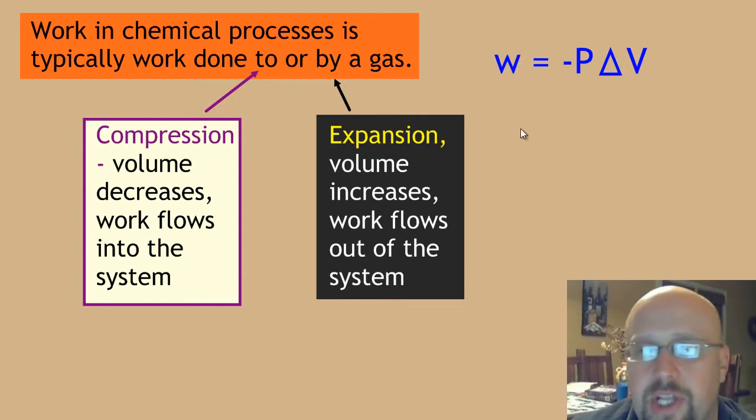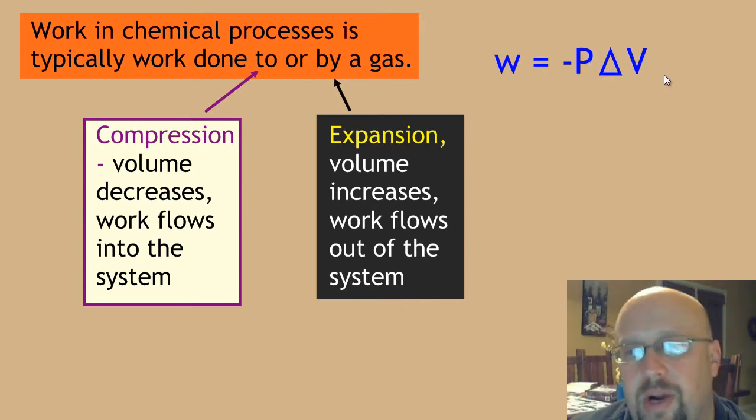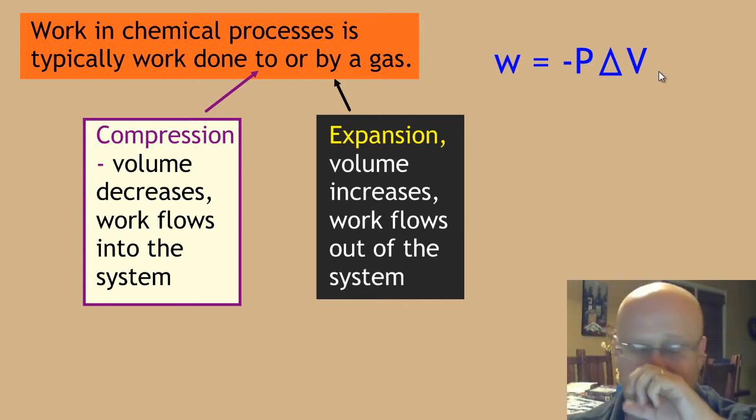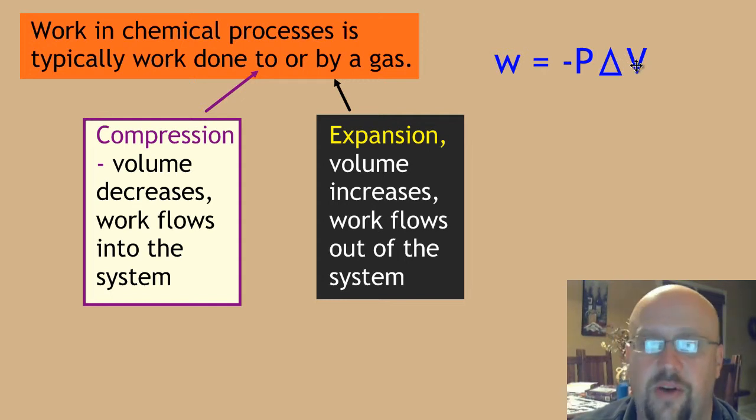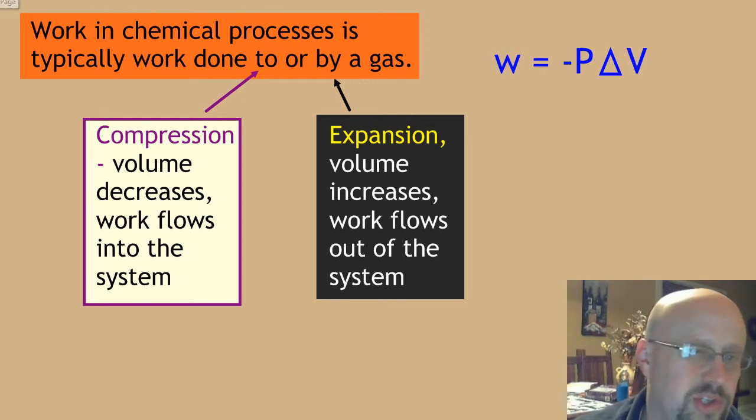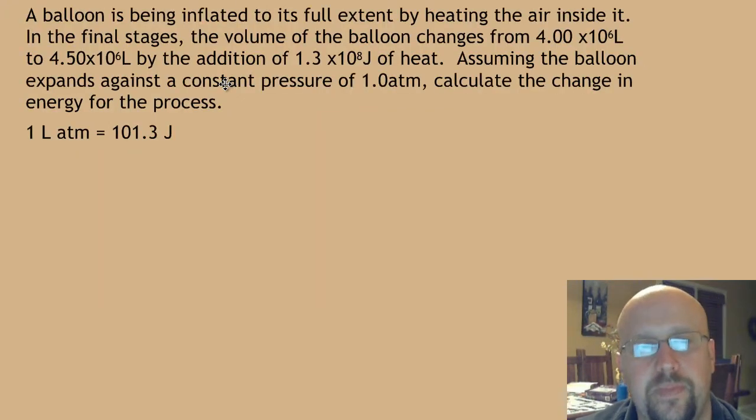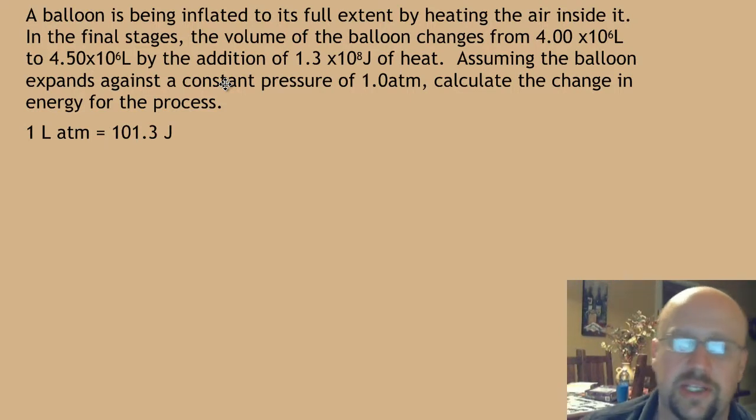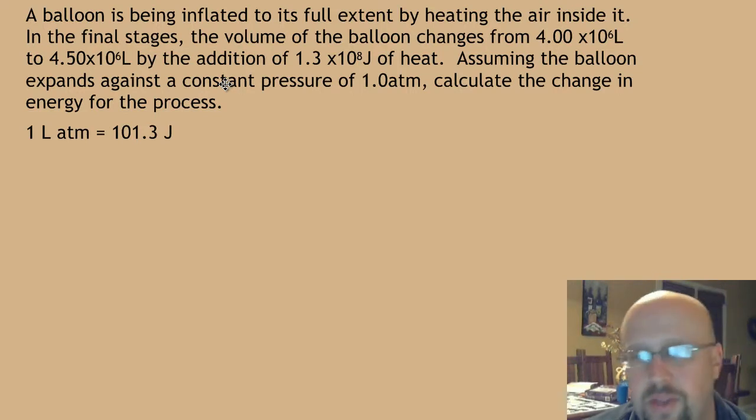So that leaves us with a nice easy little equation here: work is equal to the negative of the pressure times the change in volume. Remember that the change in volume, any change in, is final minus initial, and so we can punch those out pretty quickly. So let's look at a somewhat more complicated example, really not that hard, but we'll read through it real quick.